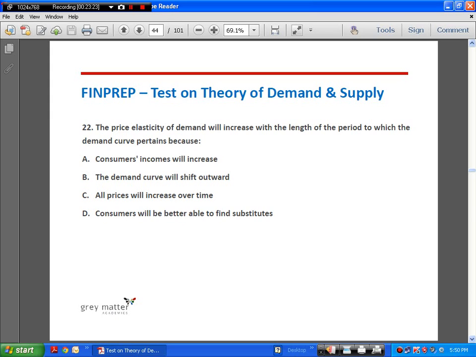The 22nd question. The price elasticity of demand will increase with the length of the period to which the demand curve pertains because A. Consumers' income will increase. B. Demand curve will shift outward. C. All prices will increase over time. D. Consumers will be able to find substitutes. So when we say a long period of time, it gives the consumers sufficient time to alter their entire characteristic or nature of demand. So, when the time period is long, they'll be able to find substitutes that can best replace the goods that they are currently consuming. So, when the time period is very long, the consumers will be able to find more substitutes. So, the right answer is option D. Consumers will be better able to find substitutes.